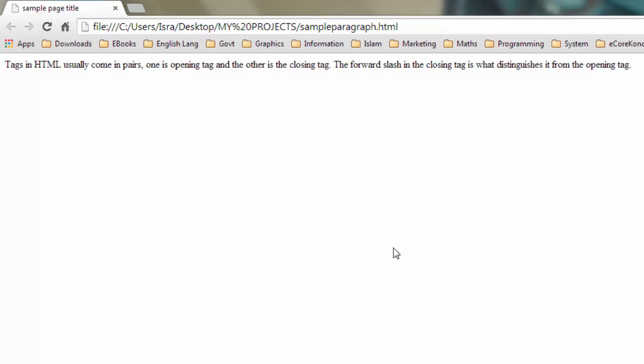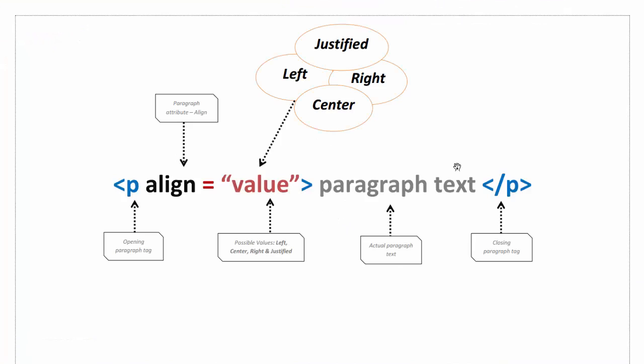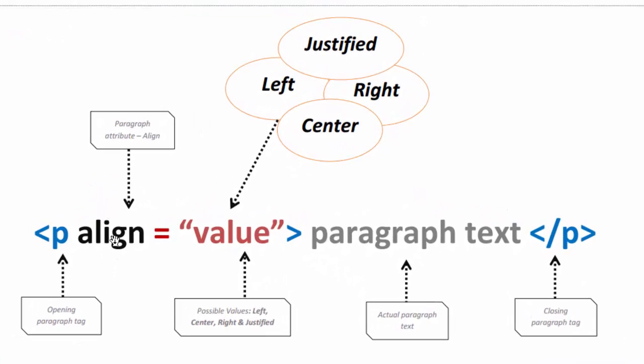Okay, well, that was about creating and displaying a sample paragraph on your web page. And at times when you're putting in actual paragraphs on your web page, you may want to align the paragraph either left, center, right, or justified on the web page. And you can do that by adding the align attribute to the opening paragraph tag, as you can see in the figure. The possible values you can assign to the align attribute are left, center, right, and justified.